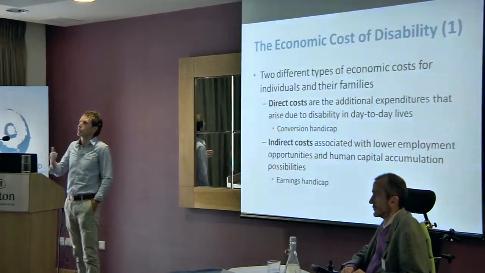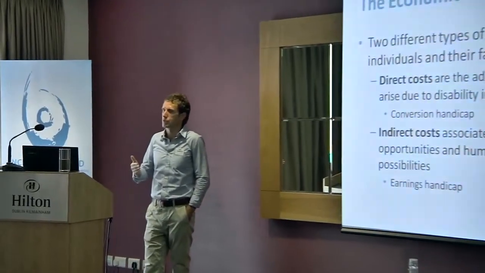But there are also a range of other types of costs that are very important to consider. These are indirect costs, which are associated with lower employment opportunities and reduced human capital accumulation possibilities. For example, we know from lots of data that people with disabilities tend to have lower labour market participation rates, lower rates of employment. If they are employed, their earnings are lower.